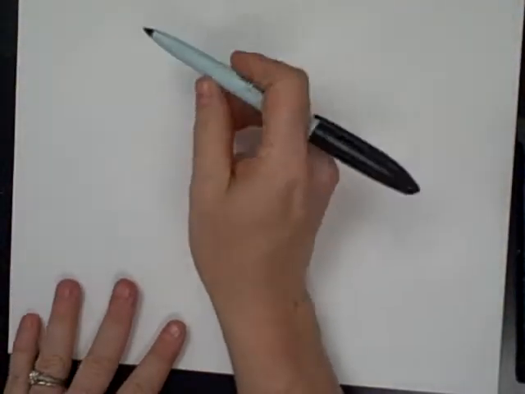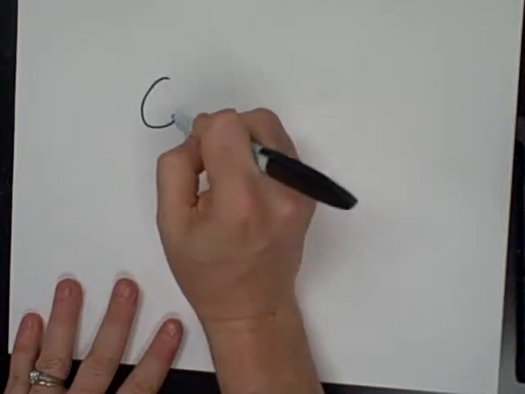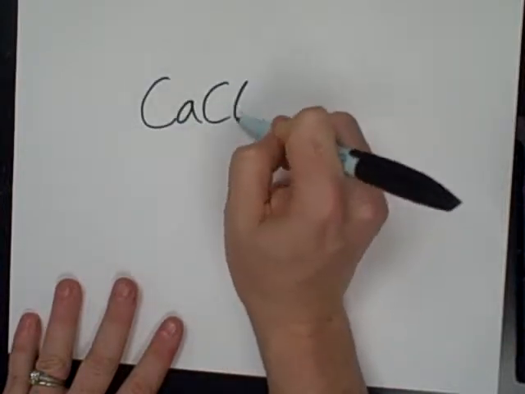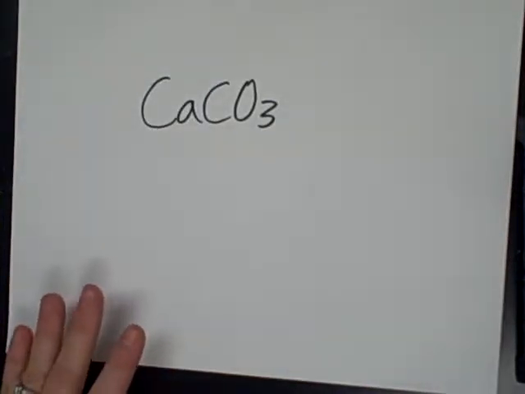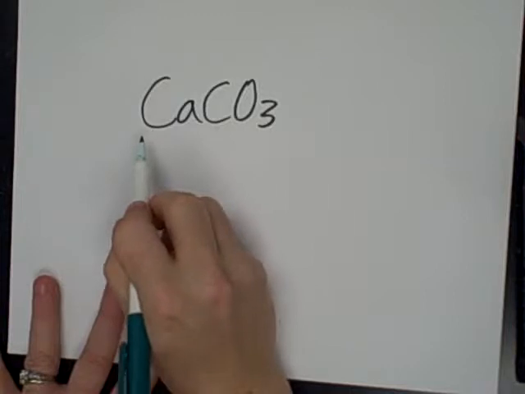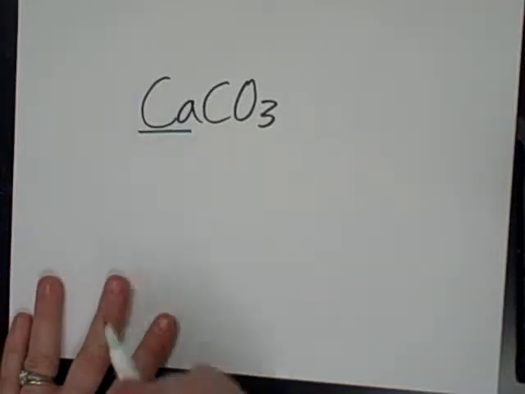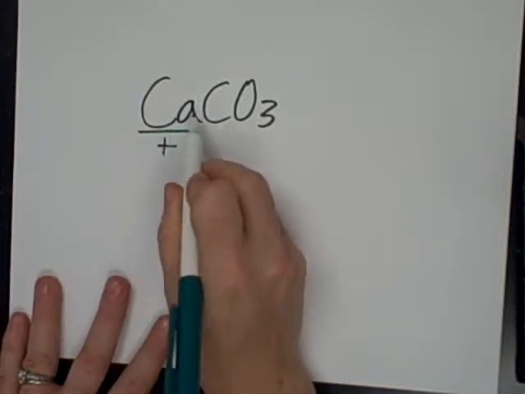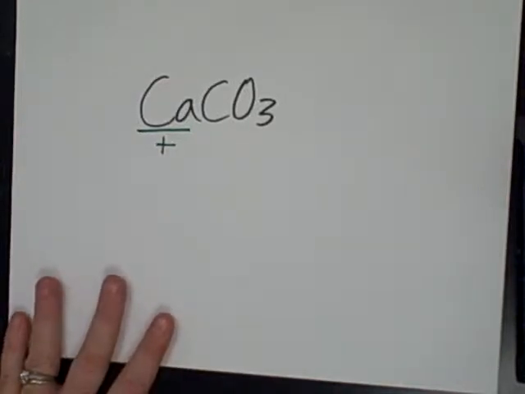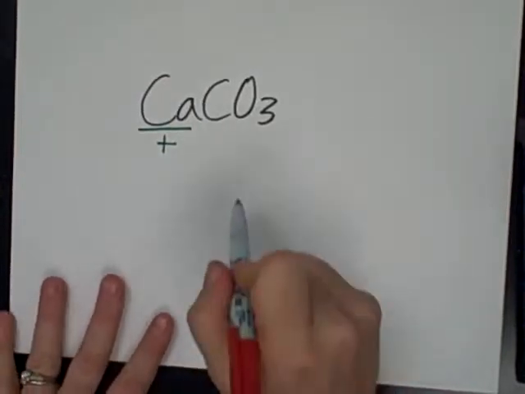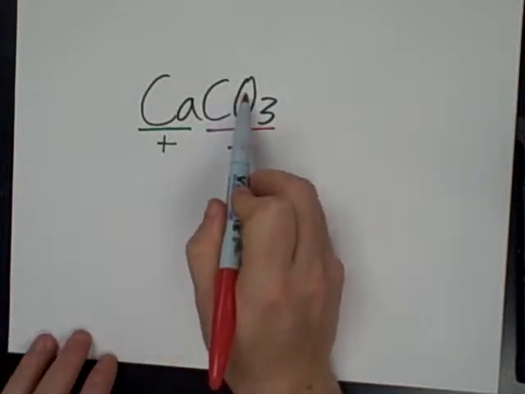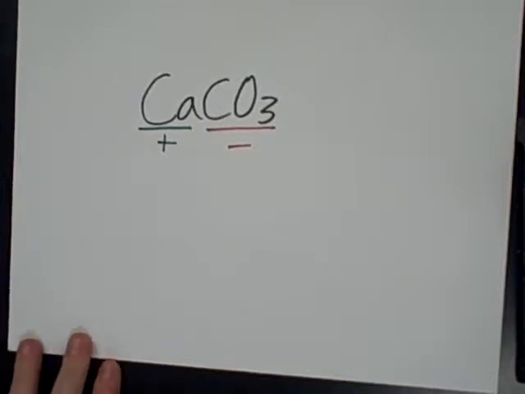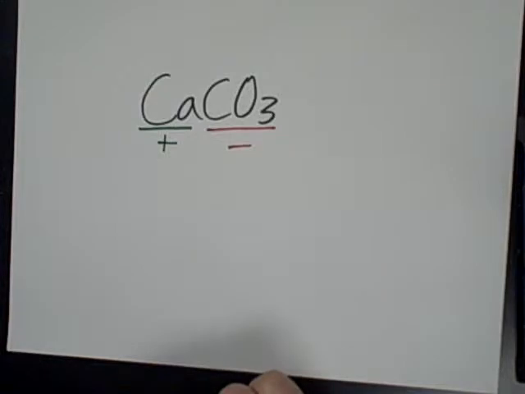Let's begin with the compound CaCO3. So this is an ionic compound. Your first thing in the compound will be your positive ion. In this case, we have a single element, the metal Ca. And then the second thing will be your negative ion, or anion. And in this case, we have CO3. So two elements. That tells us we have a polyatomic ion.